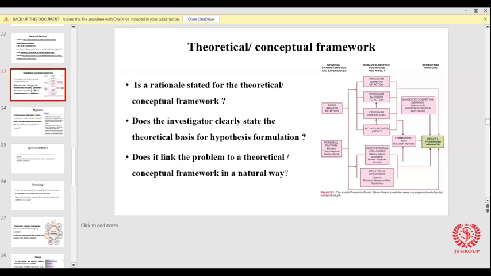So we have to check whether the researcher has selected the appropriate theory or not. Is a rationale stated for the theoretical or conceptual framework? Example, if I am doing any intervention study, I can go for King's goal attainment theory. If I do any research related to the preventive aspect, I can go for Betty Neuman's theory, with primary prevention, secondary prevention, and tertiary prevention. Suppose a study related to behavior modification, I can apply Johnson's behavioral system theory or any kind of theory. Whatever theory we are adapting for the particular research problem should be relevant and appropriate to the research problem.